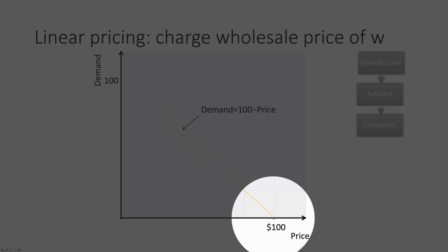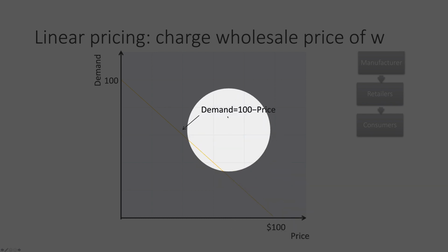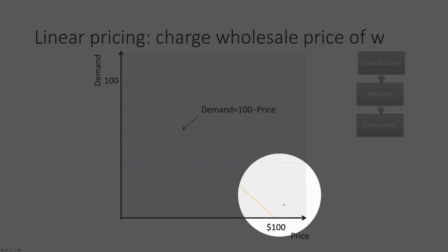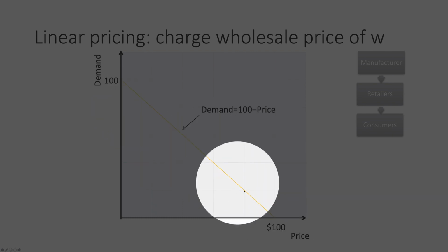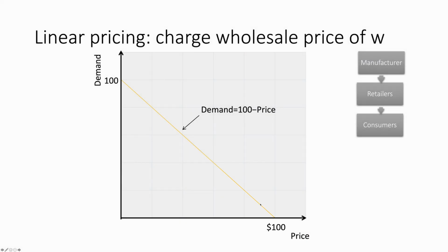This again is A divided by B, which is 100. A is 100, B is 1, so A divided by B is 100. So this is the demand curve. And the situation we have here is, first, there is a variable cost. The variable cost only applies to the manufacturer, because the manufacturer is the one producing the products. And the manufacturer charges a wholesale price to the retailers. So the wholesale price is W.